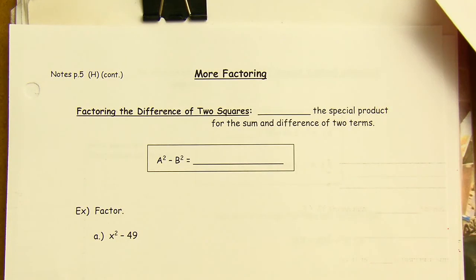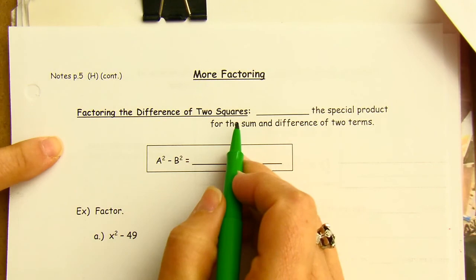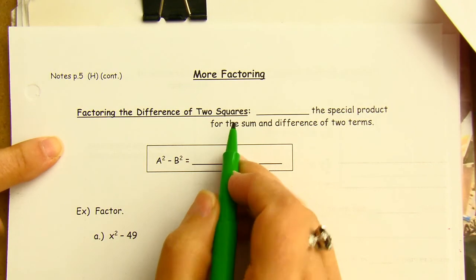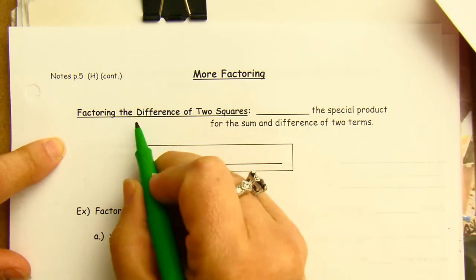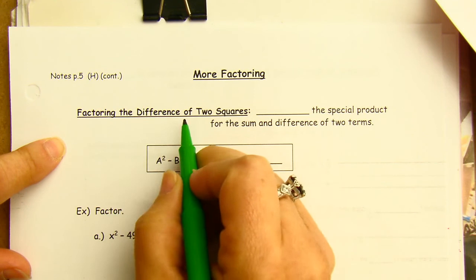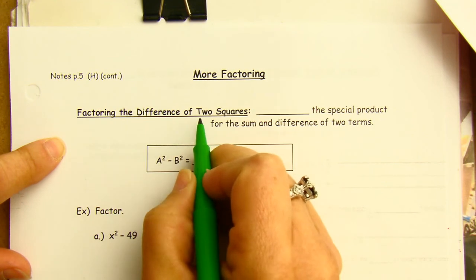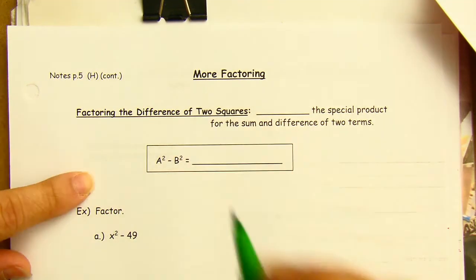Okay, let's get some factoring done. Here we're going to talk about factoring the difference of two squares. I always call this DOTS. D for difference, O for of, T for two, and S for squares.